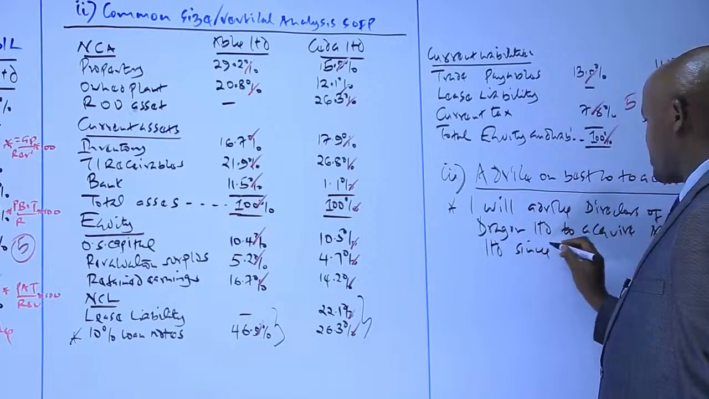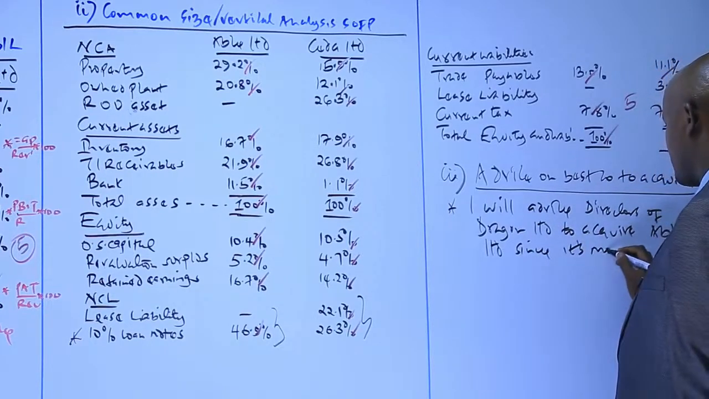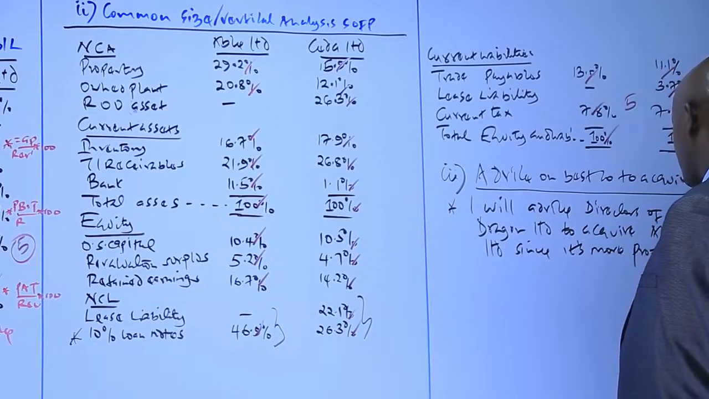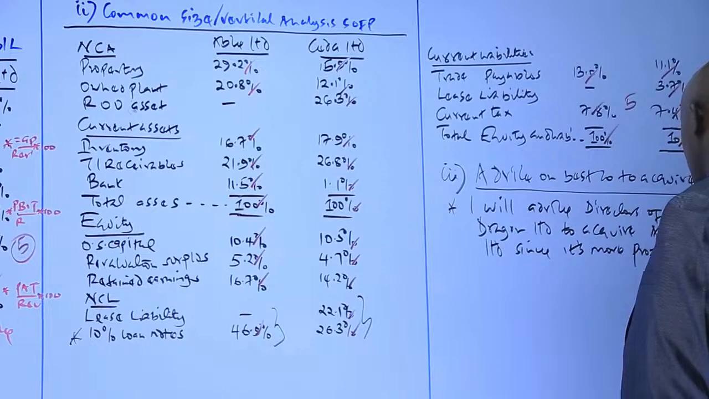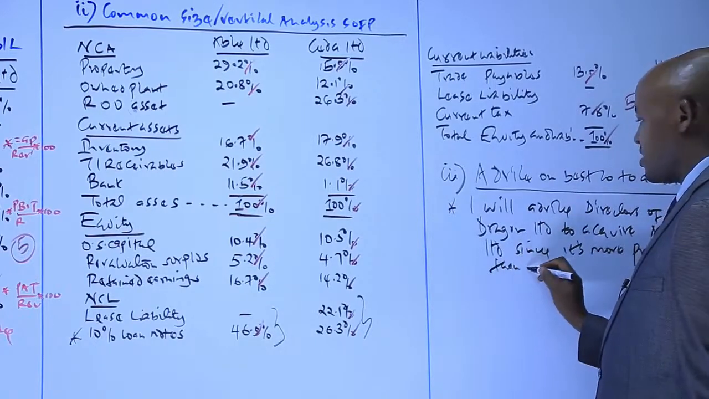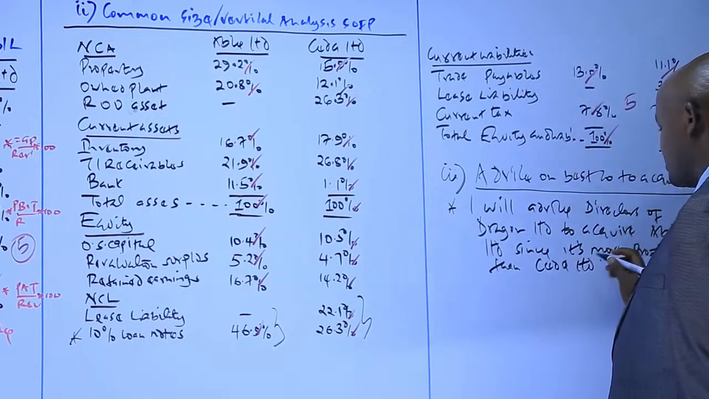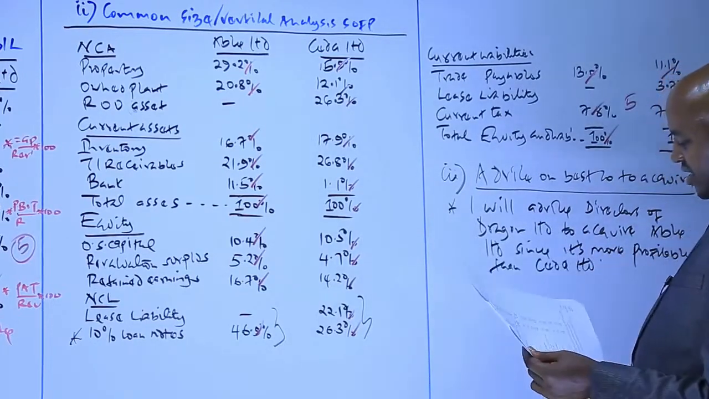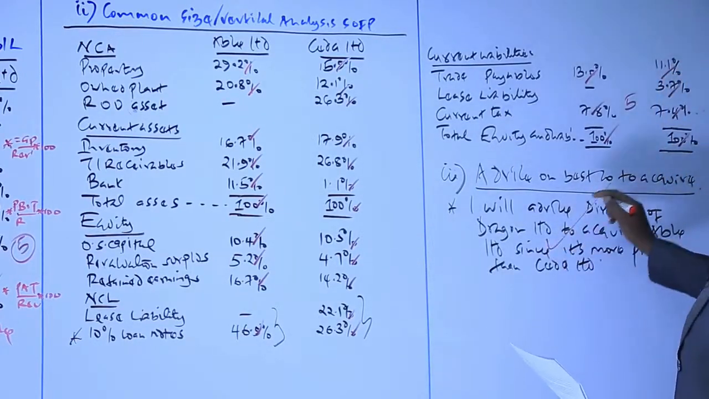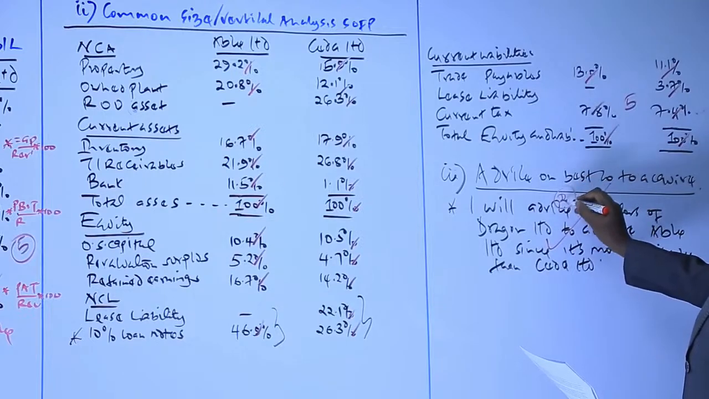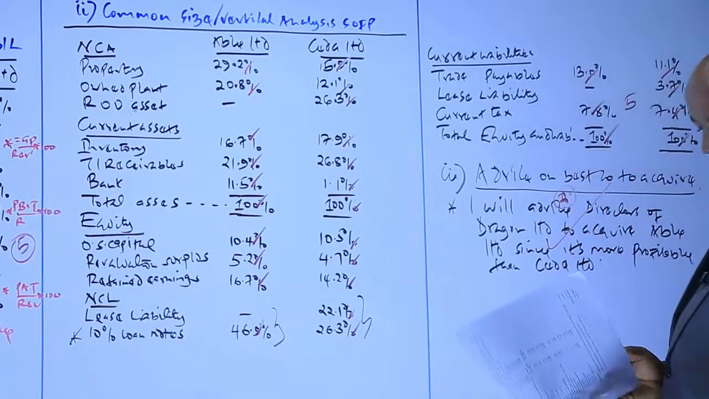since it is more profitable than Cedar Limited. It is more profitable than what? Cedar Limited. Basically by giving that particular advice, you get how many marks? You get 2 marks.